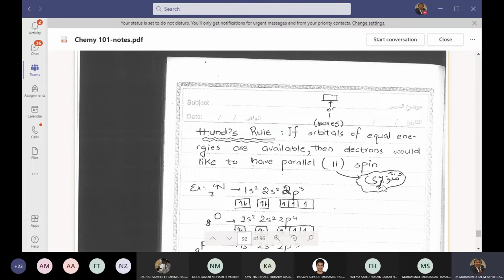Parallel spin, I know the word mutawazi. Mutawazi means parallel. Correct, mutawazi? Yes. Okay, thank you. So I passed the Arabic exam. Shukran.